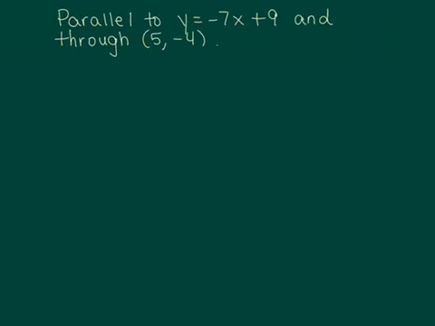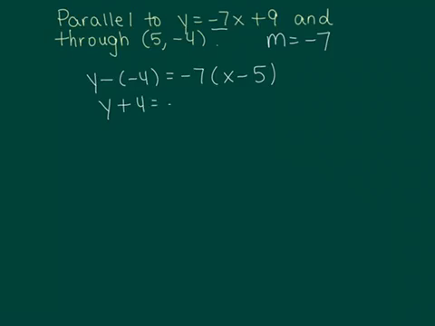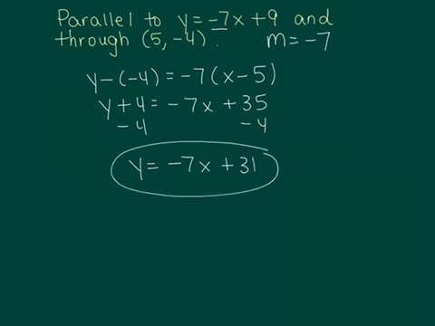Another example, we'll look at writing the equation of the line parallel to y equals negative 7x plus 9. So the slope of this line is negative 7, which means because they're parallel, my slope has to be exactly the same. Then we'll put this in point slope form, so y minus negative 4 equals negative 7 times x minus 5. We'll distribute, y plus 4 equals negative 7x plus 35. And then we'll subtract that 4 from both sides, and we get y equals negative 7x plus 31. So that line will be parallel to the original line.